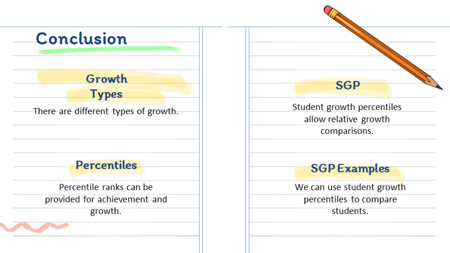In conclusion, there are multiple ways to measure growth. Percentile ranks can be used for achievement and growth. Student growth percentiles allow for relative growth comparisons, and we viewed examples of student growth percentiles.